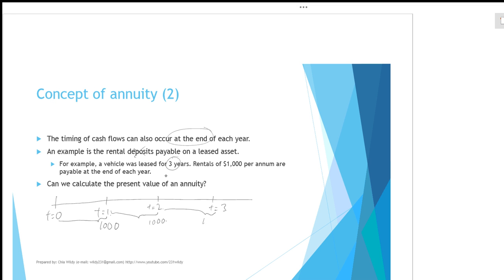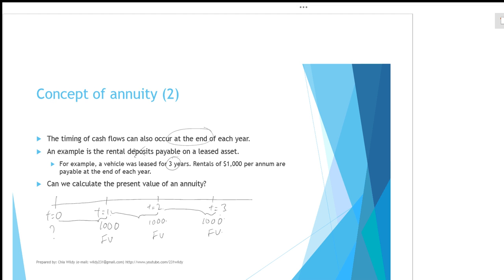This is another 1,000. Now you realize that compared with earlier on, t equals 0 has no cash flows. But at t equals 1 there is a cash flow, but this 1,000 is now a future value. What about t equals 2? This 1,000 is also a future value. How about this? This is also a future value.